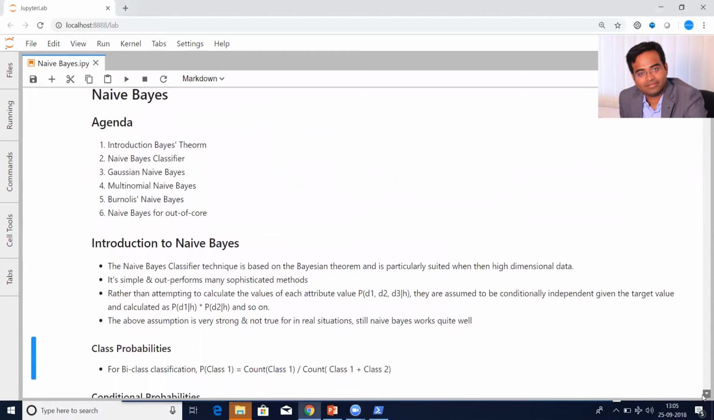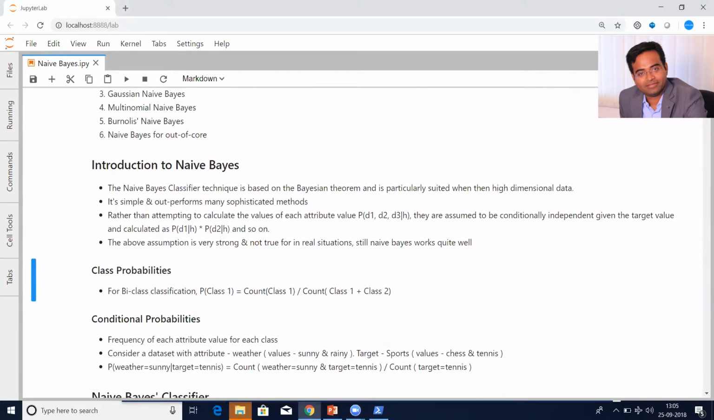Okay, let's first understand what naive Bayes is doing here. The first thing to get into is that it's based on Bayes' theorem. I'll not be getting much into it, but still some foundational knowledge about it. It's very much suited for high dimensional data. It is simple and outperforms many of the sophisticated methods.